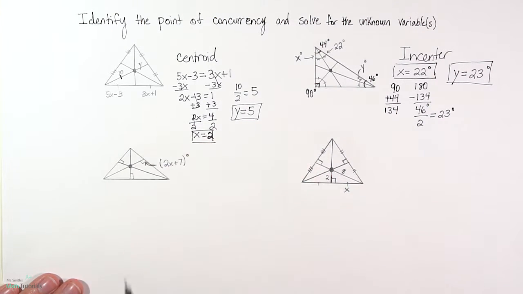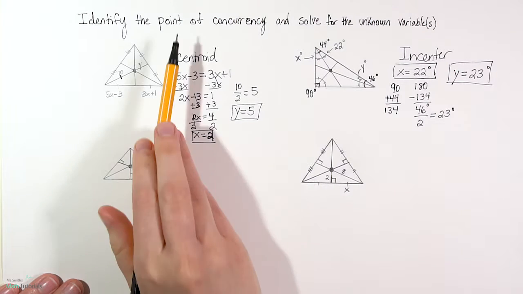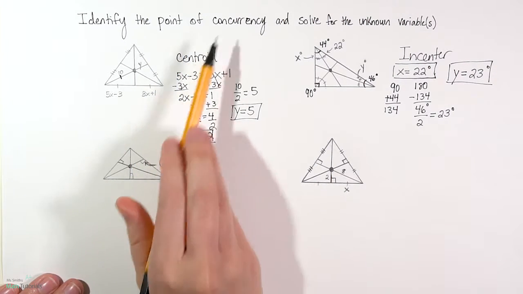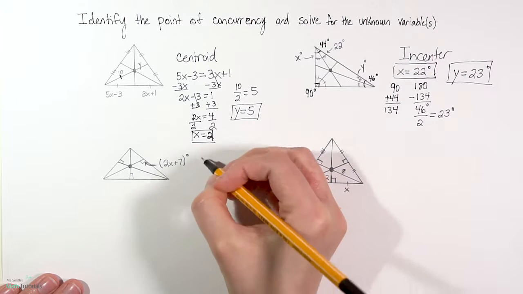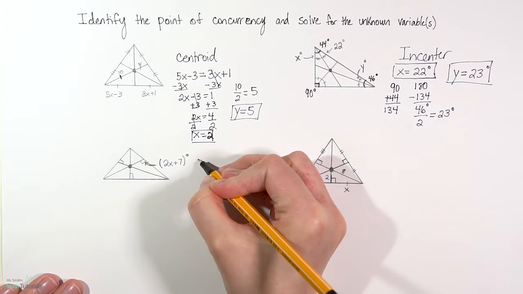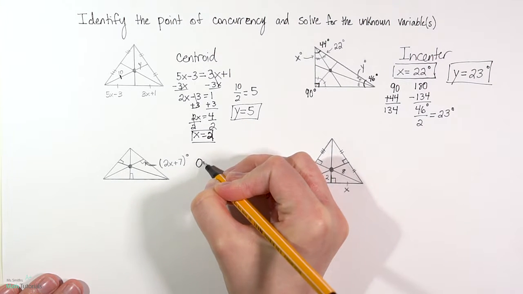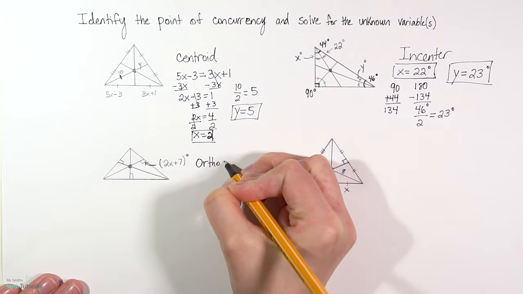But remember, they didn't ask me about just one of the segments. They want to know the actual point of concurrency. So what do three altitudes intersecting form? It is called an orthocenter.